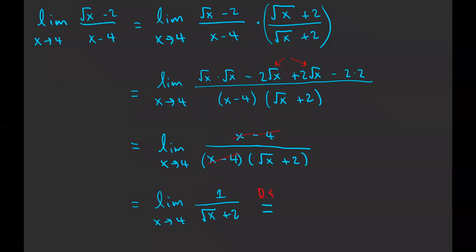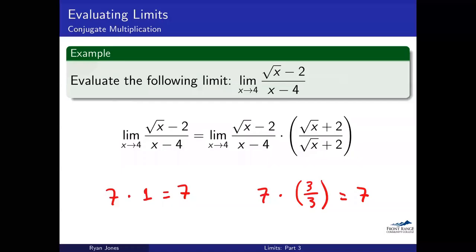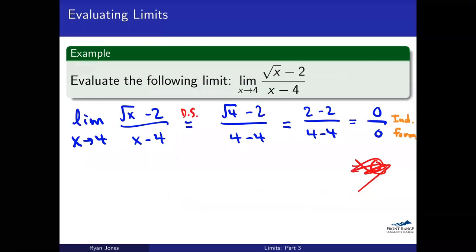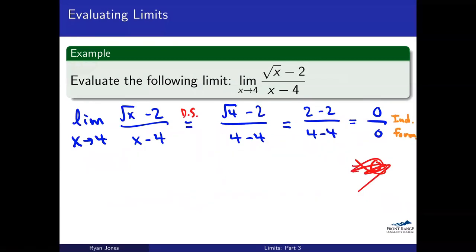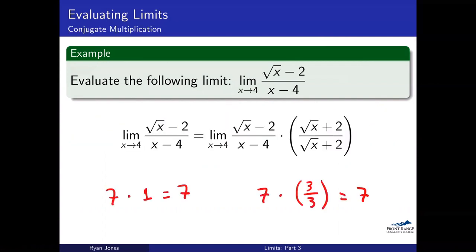I'll put a little label here, ds. If I do that direct substitution, everywhere I see an x, I replace it with a 4. I end up with my final answer of 1/4. And there we go, we've gotten an answer. It is not 0 over 0 like we saw back here, when we just started off with that direct substitution and got 0 over 0. That was bad. It's an indeterminate form.